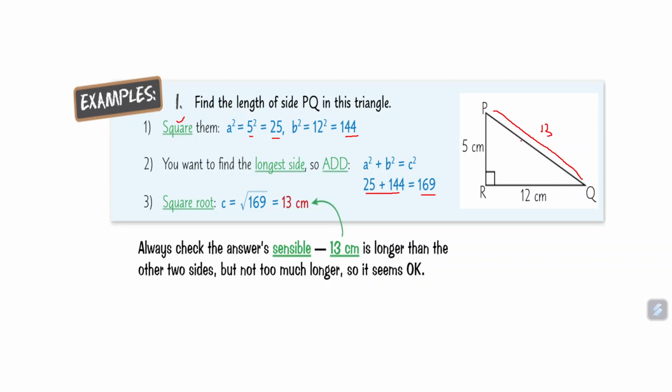You can see this is sensible. Definitely 13 should be greater than 12 and 5, meaning 13 is the longest side, which is greater than 12 and 5. So let's move on to the next slide and see what we have.